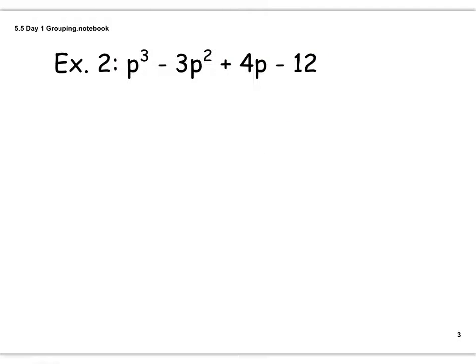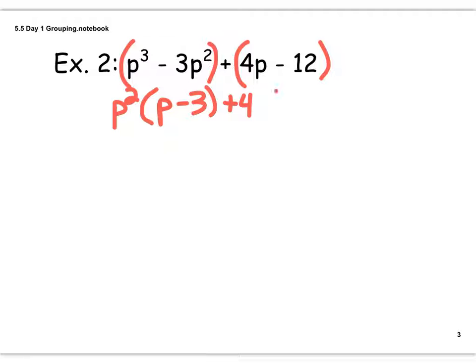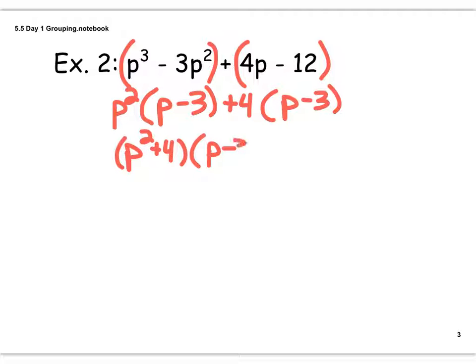Okay, on to number 2. I'm going to again set up my parentheses so that I can focus on one section at a time. I can factor a p squared out of that left-hand side, which gives me a p minus 3 left over. I can factor a positive 4 out of that right-hand side, which gives me a p minus 3 left over. I can do the distributive property, but backwards. So I've got p squared plus 4 inside a set of parentheses, and p minus 3 inside another set of parentheses.